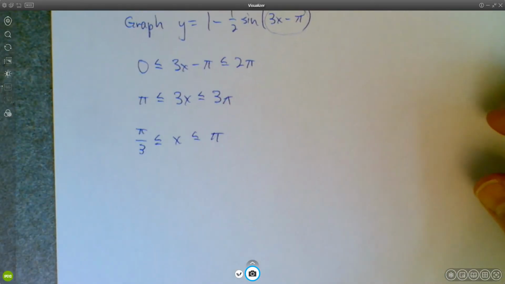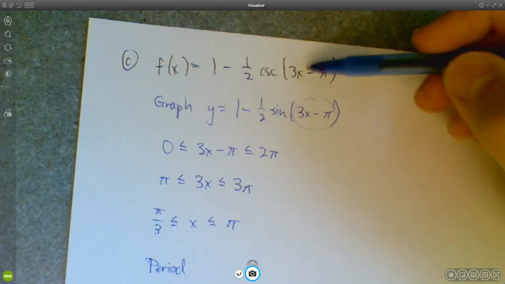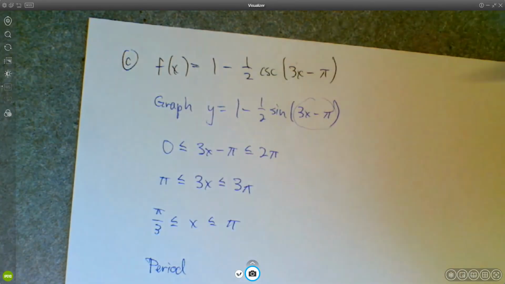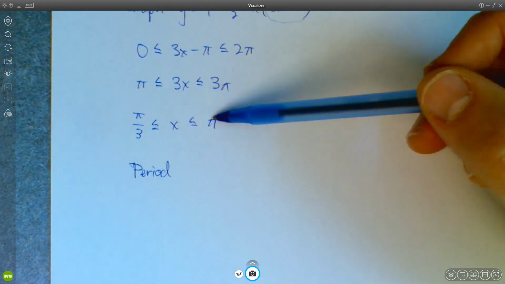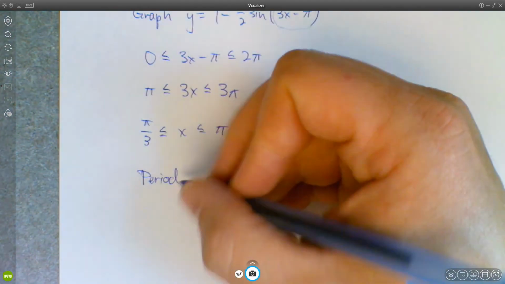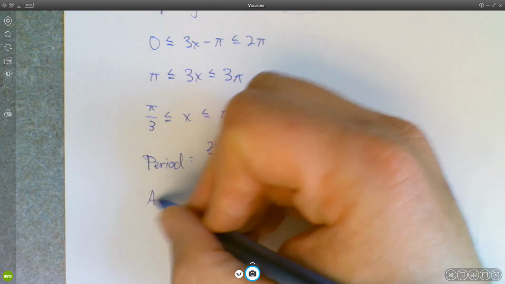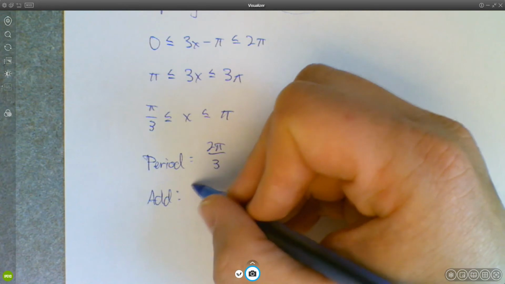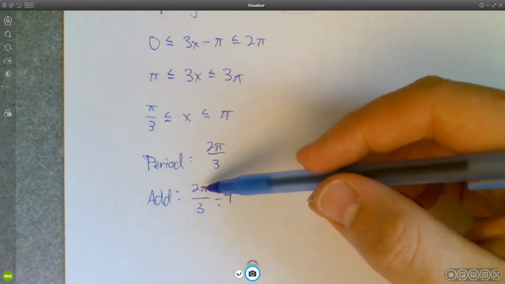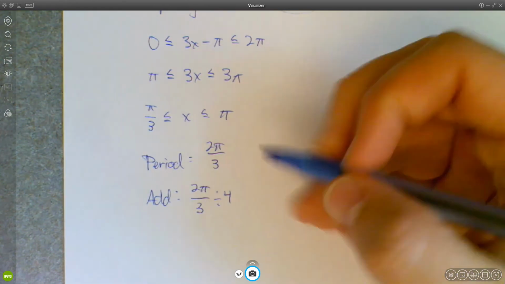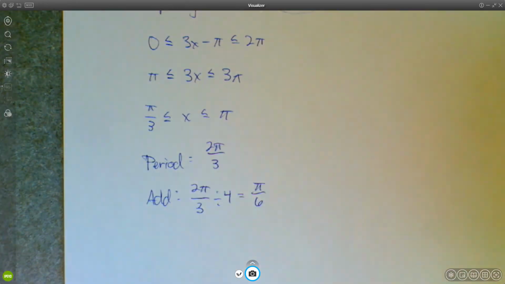That's kind of interesting, right? So what is the period? Well, looking at the original function, the period should be 2 pi divided by 3. Looking at it this way, pi minus pi over 3, yep, is 2 pi over 3. So the period's 2 pi over 3. What are we going to add? We're going to add 2 pi over 3 divided by 4. That would be 2 pi over 12, or in other words, pi over 6, right? So we're going to add pi over 6.